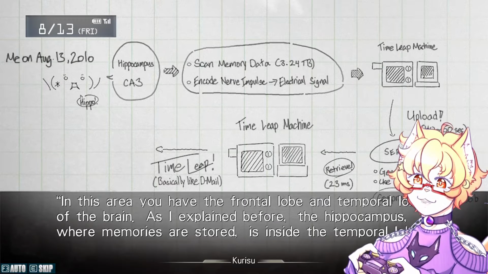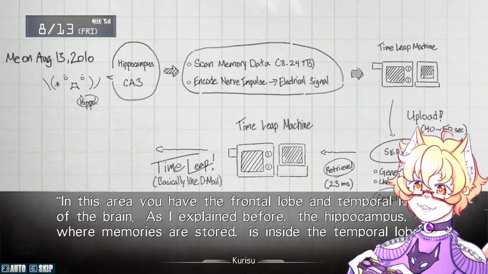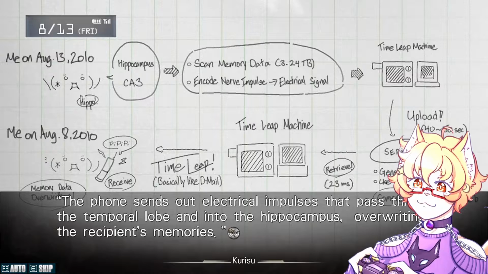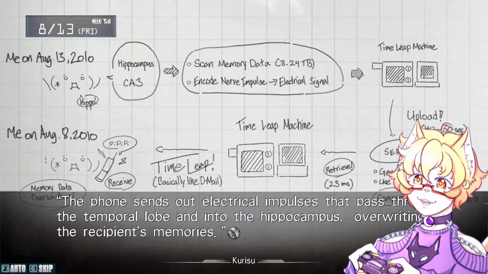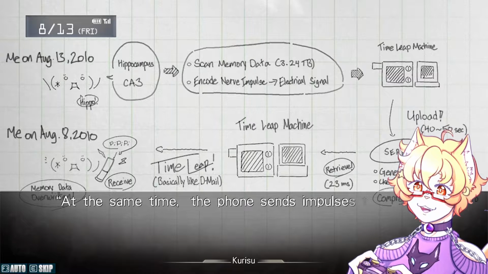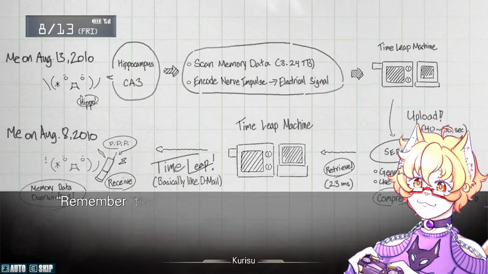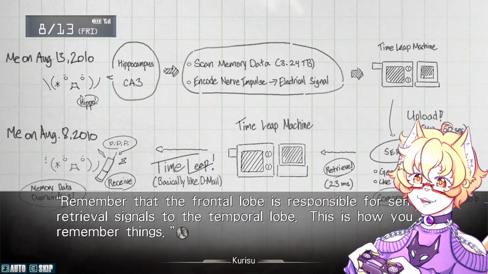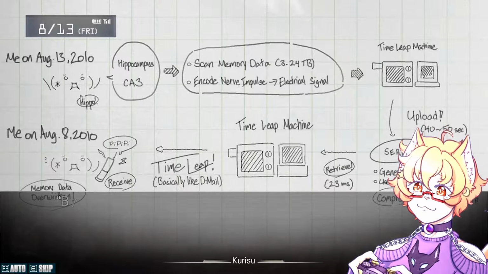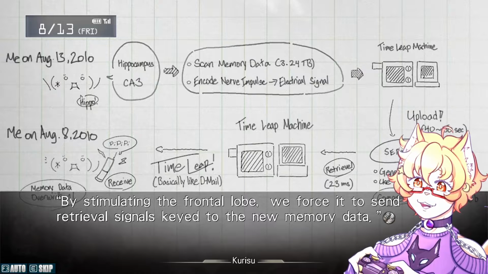This area, you have the frontal lobe and temporal lobe of the brain. As I explained before, the hippocampus where memories are stored is inside the temporal lobe. The phone sends out electrical impulses that pass through the temporal lobe and into the hippocampus, overriding the recipient's memories. At the same time, the phone sends impulses that stimulate the frontal lobe as well. This is important. Remember that the frontal lobe is responsible for sending retrieval signals to the temporal lobe. This is how you remember things. By stimulating the frontal lobe, we force it to send retrieval signals keyed to the new memory data.